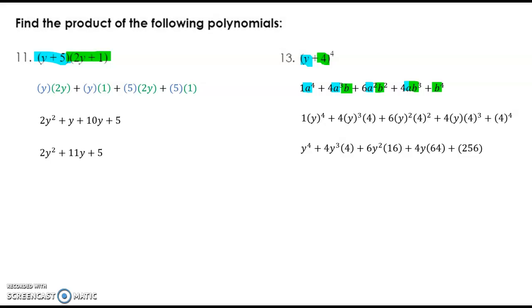Okay, so now I can simplify this even further, because if you look at this second term, you have 4y to the 3rd times 4. And so I can simplify that a little bit further because I can multiply my 4's together. So once I've simplified a little bit further, I get y to the 4th plus 16y to the 3rd plus 96y to the 2nd plus 256y plus 256. So that, although it was a little bit long, this would still be a lot shorter than having to multiply it out by hand instead of using Pascal's triangle, so it is still a very good shortcut to use.